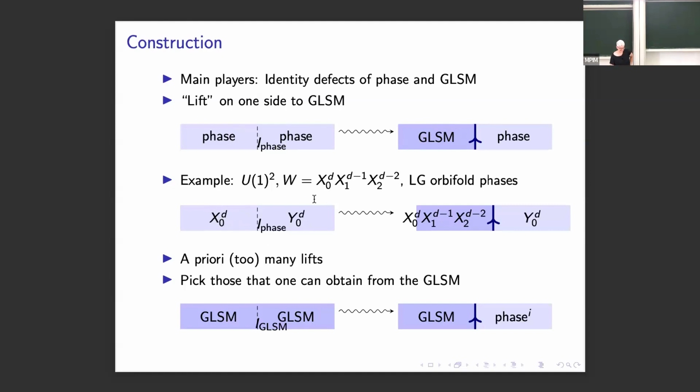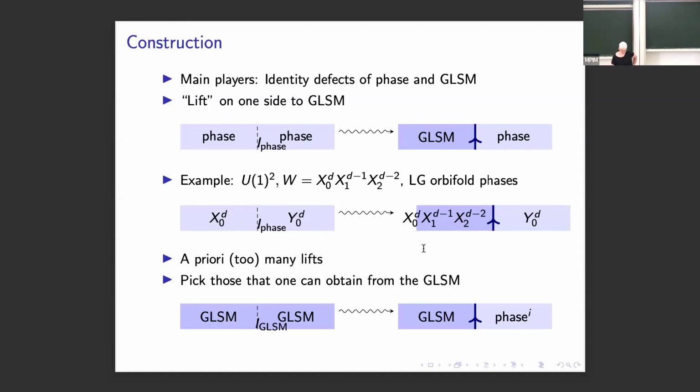So let's start with the theory that has 3 Landau-Ginzburg phases. So there's, for example, the phase x0 to the d connected, with the identity defect, to itself. So this is to a copy of itself. And now we want to lift this to the gauge linear sigma model. So that means we somehow need to include the other 2 fields and to kind of make this take into account also the gauge symmetry. So there's a discrete gauge symmetry here, ZD, and this thing has U1 squared gauge symmetry.